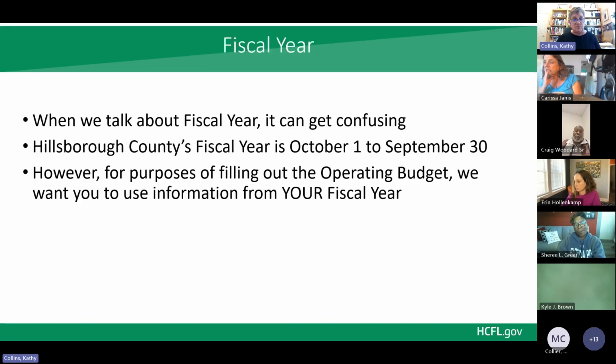Now, one thing that I find some people get confused about is when we talk about fiscal year. Hillsborough County's fiscal year is October 1 to September 30th, but every other organization may follow different fiscal years. So you may follow July to June. You may be January to December. When we are asking questions in this application about fiscal year, we're talking about your fiscal year, not the county's fiscal year.